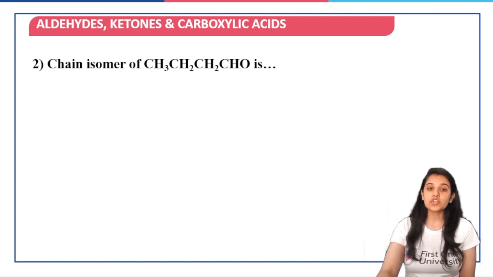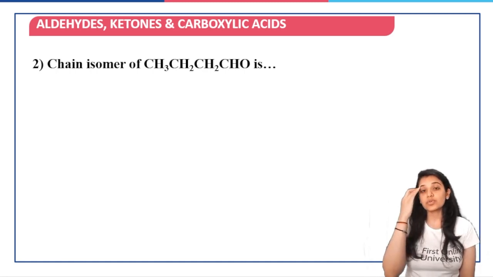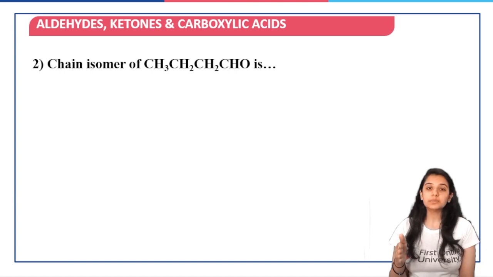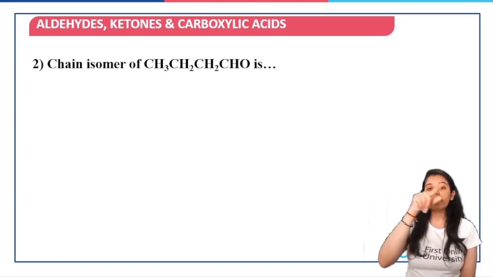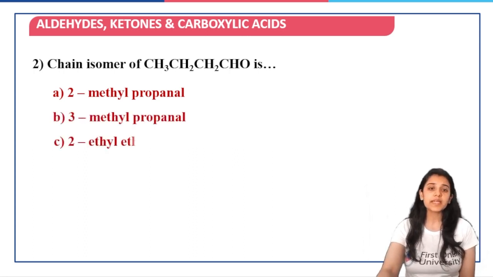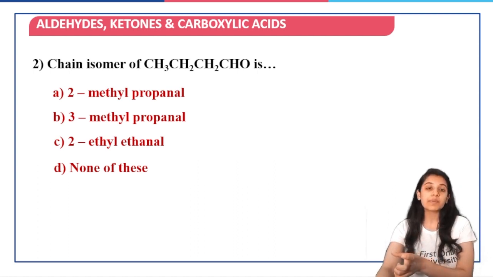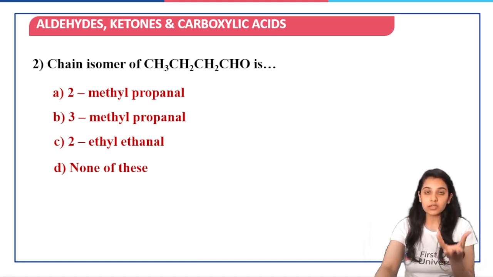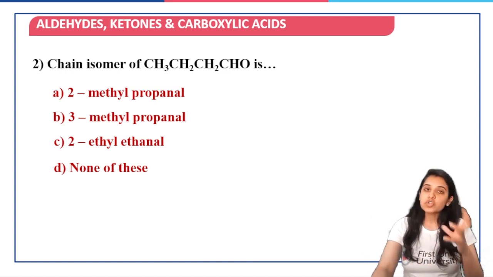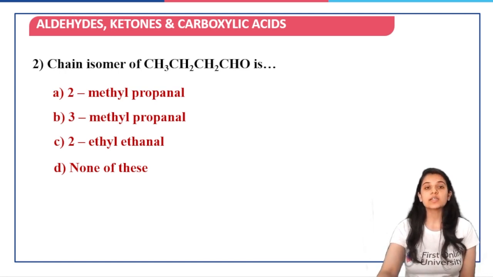Next question is the chain isomer of this particular compound CH3CH2CH2CHO. Since you can see, the aldehyde group has to be the terminal group, all you can do is put a methyl as a substituent. So that would be 2-methylpropanol or 3-methylpropanol, 2-methylethanol. So option A is going to be the right answer because 3-methylpropanol would just be equal to butanol only. 2-ethylethanol will be equal to butanol only. So that's just to confuse you. 2-methylpropanol is the right answer. That is option number A.